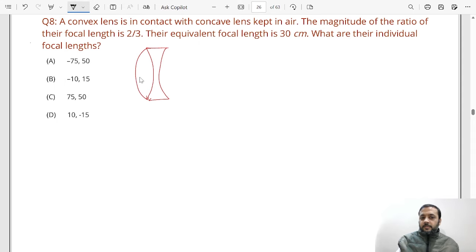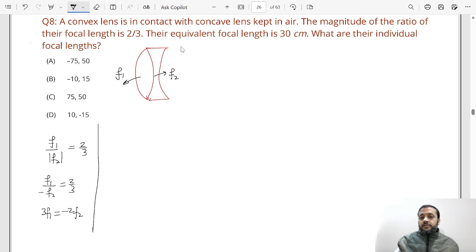Remember, let us say this is the convex lens focal length and this is the concave lens focal length. Remember that f2 will be negative, because we know that a concave lens has a negative focal length. So basically they are saying that f1 by mod of f2 equals 2 by 3. Since f2 is negative, if I remove the mod, it will become like this. So you can see that 3f1 will be equal to minus 2f2.